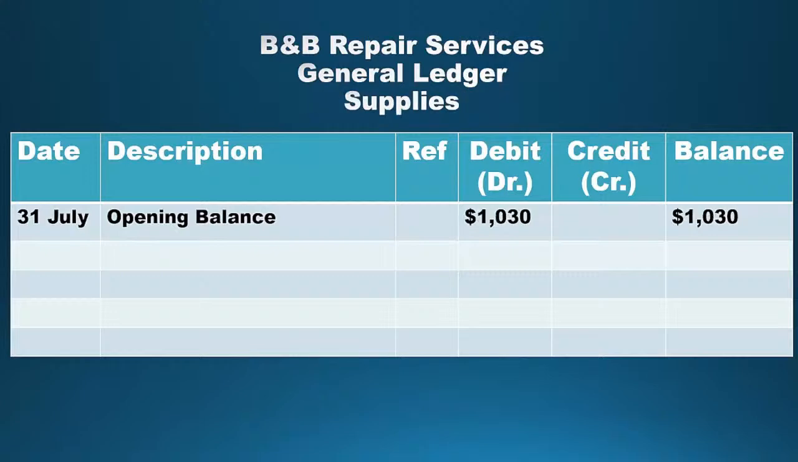3. Supplies. The supplies account tracks the value of office or repair supplies the business has on hand. On July 31st, the balance is $1,030. Supplies are an asset, so this opening balance is recorded on the debit side of the ledger. 4. Equipment. The equipment account represents the tools or machinery the business owns. On July 31st, the balance is $10,000. Equipment is an asset, so the opening balance is recorded on the debit side of the ledger.